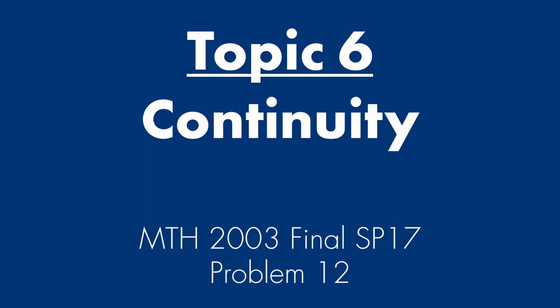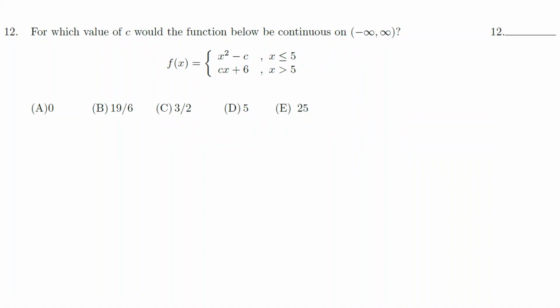Continuity, topic 6. We're done with half the topics. Very fast. So here we're going to be looking at problem 12 from MTH 2003 final SP 17. We need to figure out for which value of c would the function below be continuous on the interval from negative infinity to positive infinity. What does it mean? It means that when x is equal to 5, this guy has to be equal to that guy.